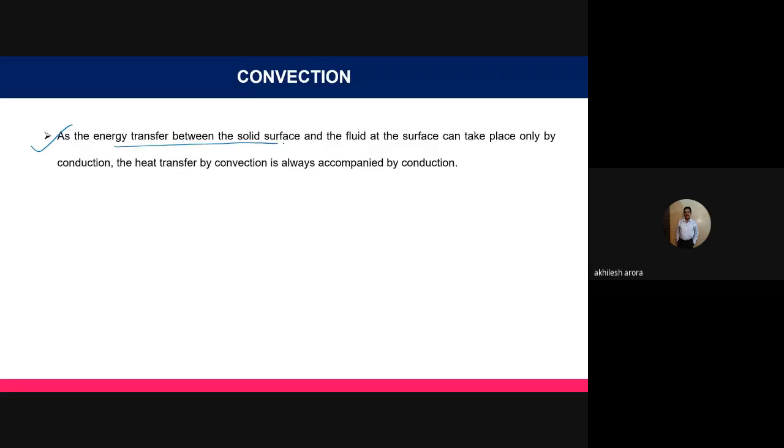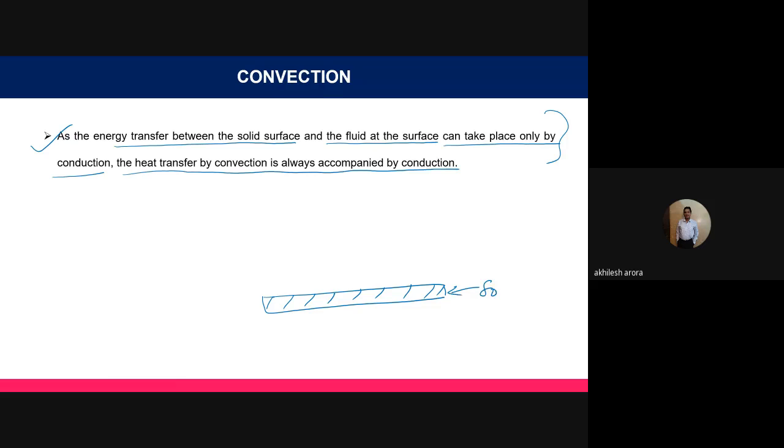An energy transfer between the solid surface and the fluid at the surface can take place only by conduction. The heat transfer by convection is always accompanied by conduction. So this is also a very important line, important information. What is the meaning here? See, if this is a solid surface, and let us say the temperature at the top is 100 degrees Celsius, and there is air in contact with this solid surface, this air is actually stagnant. So the heat transfer from this solid surface to this stagnant air will be because of conduction, it is q conduction.